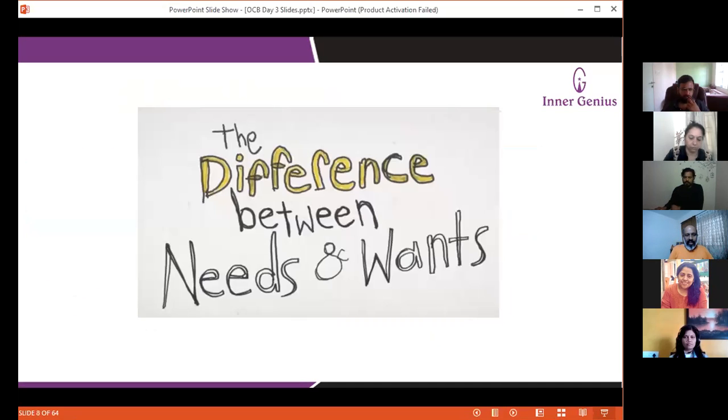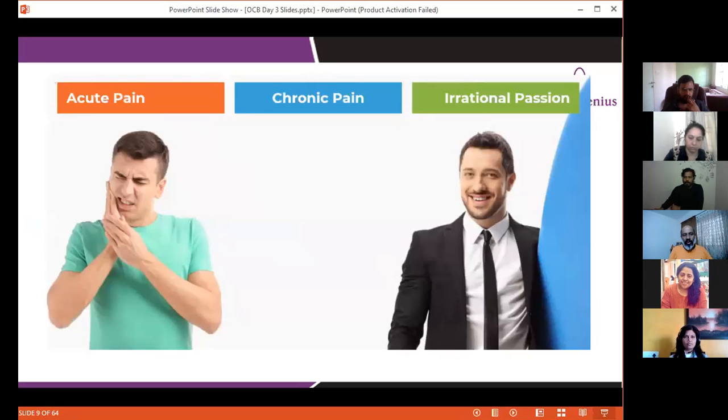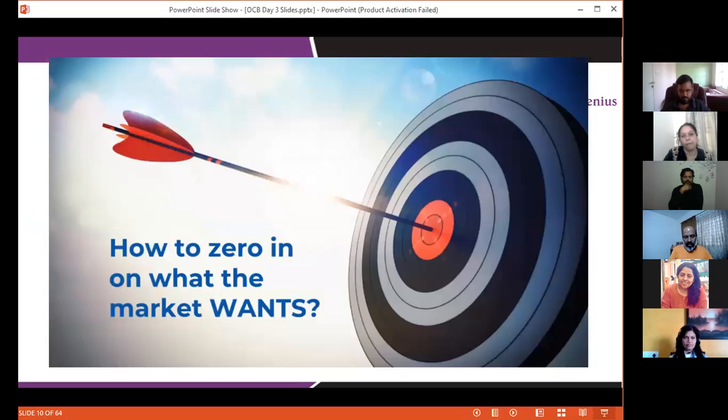We also looked at the difference between needs and wants, and why we need to focus on acute pain or an irrational passion and not so much on chronic pain. The story of the dog sitting on the nail is what we spoke about.